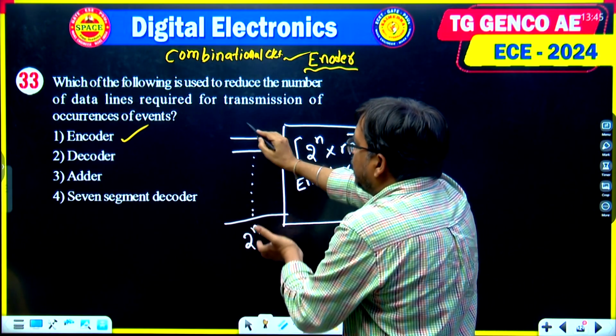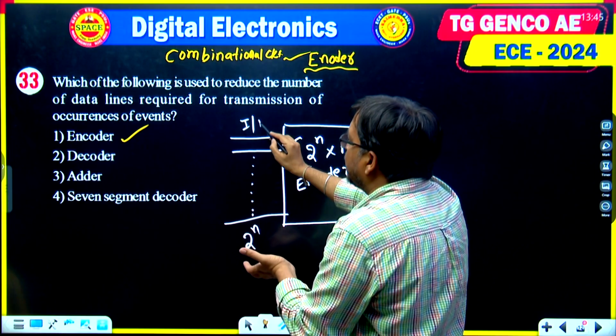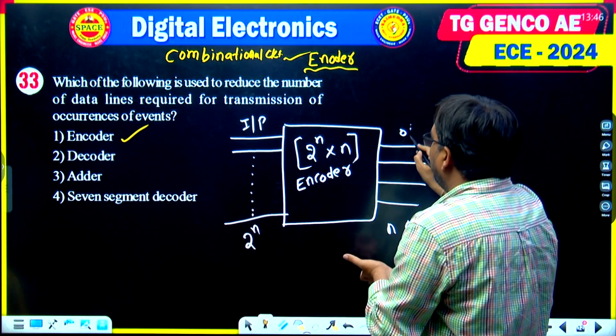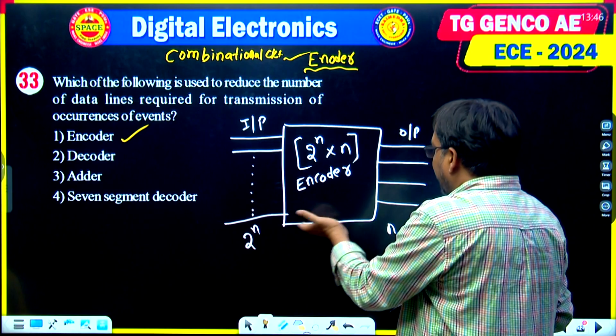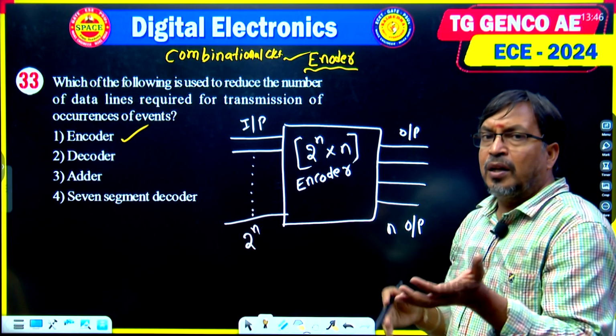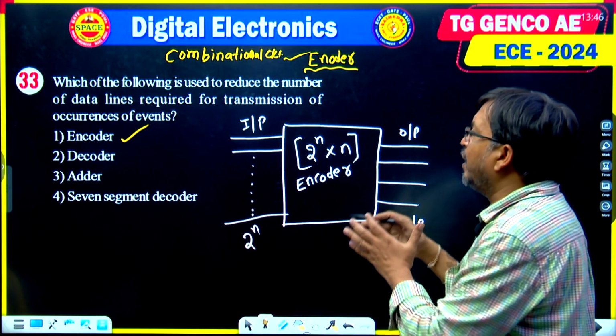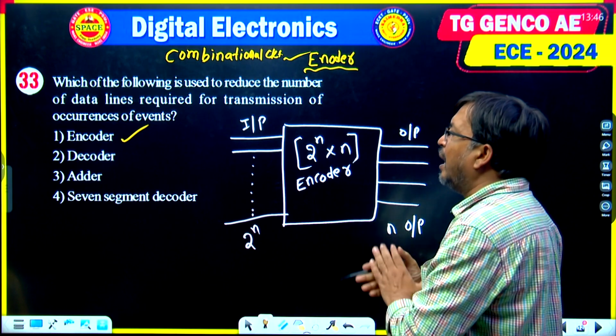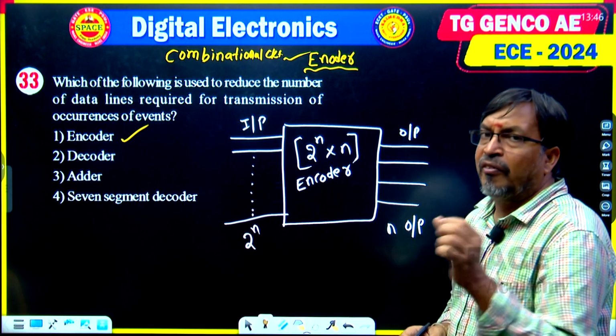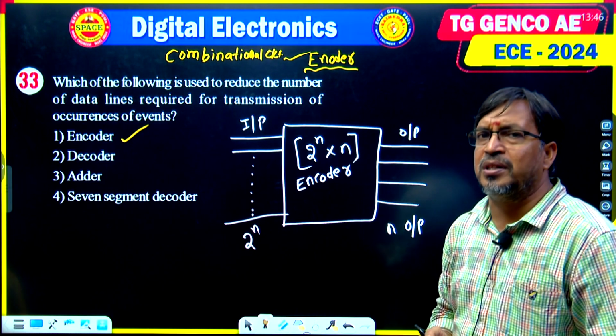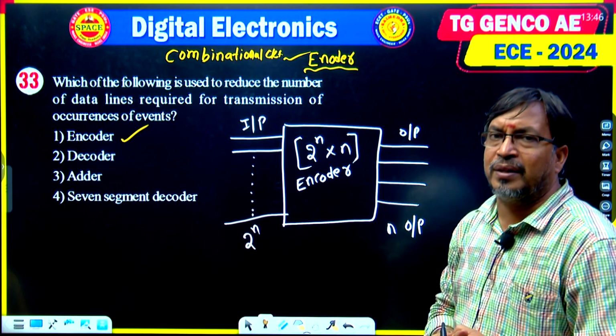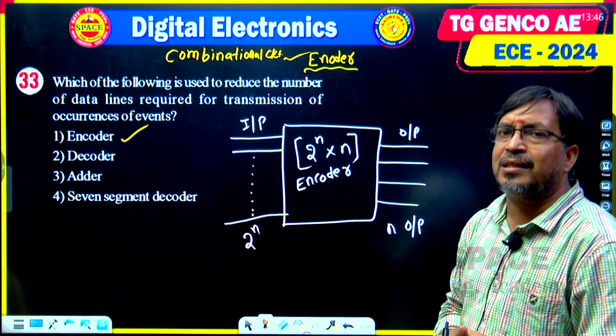See here, how many inputs? 2 power n inputs, and how many outputs? N outputs only. 2 power n is greater than n. Hence, to reduce the number of transmission lines or data lines for transmission, which combinational circuit is used? That answer is encoder. Option 1 is the correct answer.